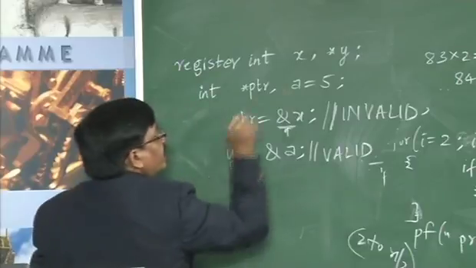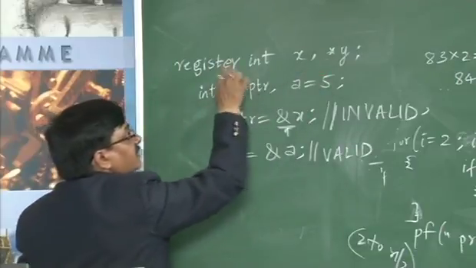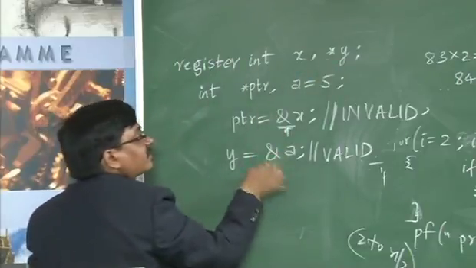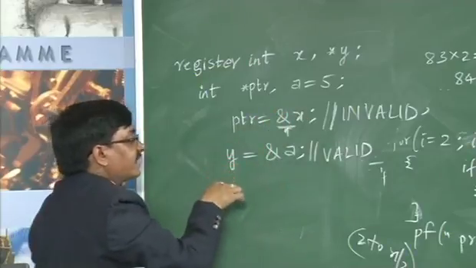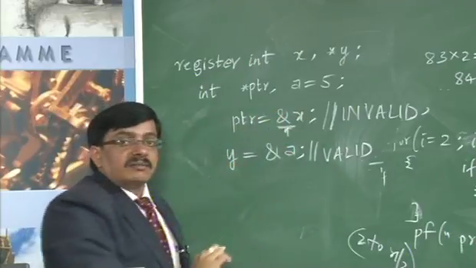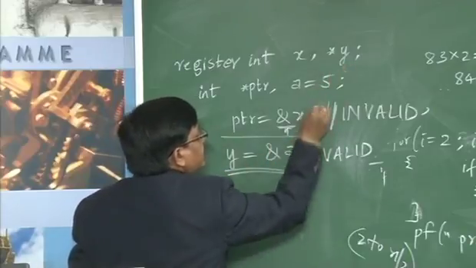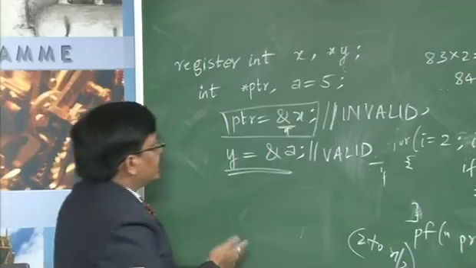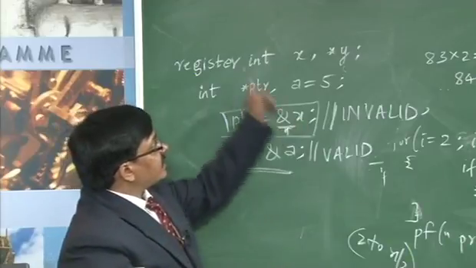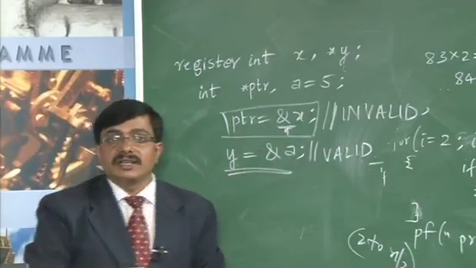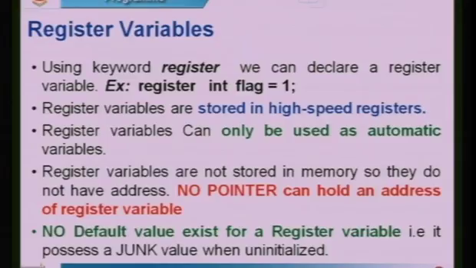This is valid because y is stored in a CPU register, but y is holding the address of some other variable. So y does not have an address, but y can hold the address of some other variable. Whereas the other statement is invalid, because we are trying to hold the address of a register variable. Register variables will not have an address, so it is not possible.